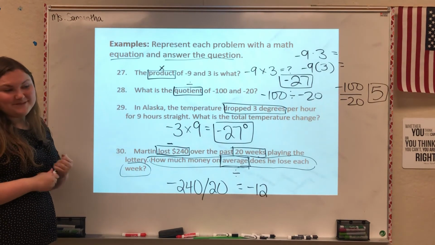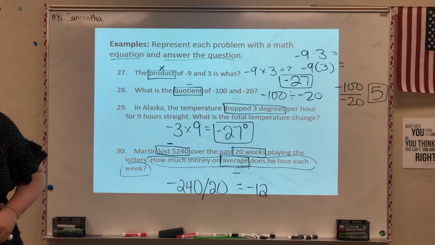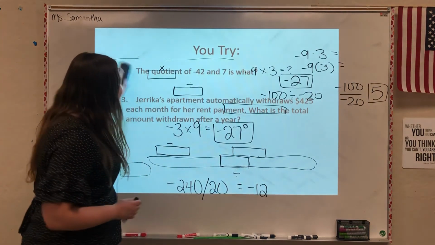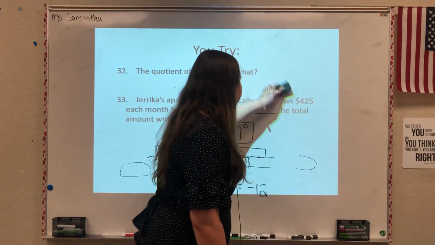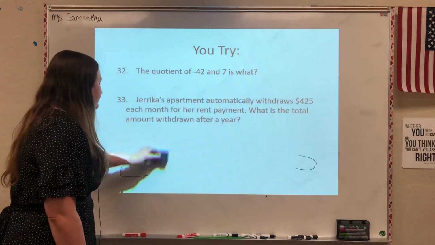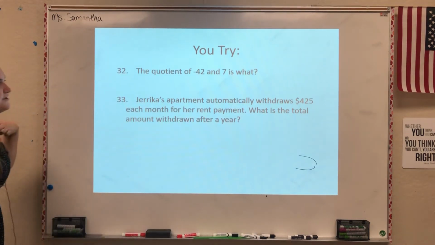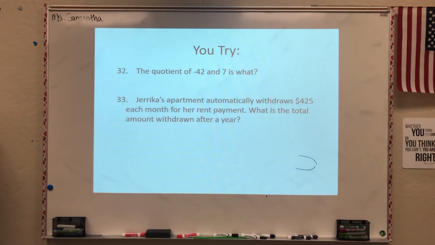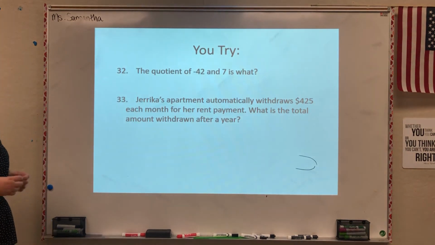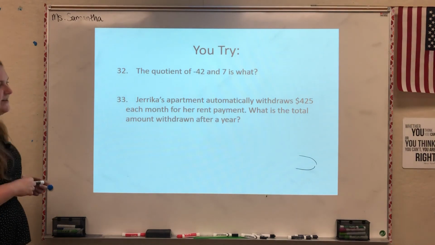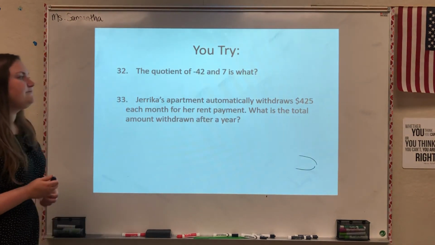So these are our 4 examples we've got. There are 2 problems for you to try. Let me clean this all up real quick. All right. The first one says the quotient of -42 and 7 is what? The second one says Jerica's apartment automatically withdraws $425 each month for her rent payment. What is the total amount withdrawn after a year? Represent it with an integer.